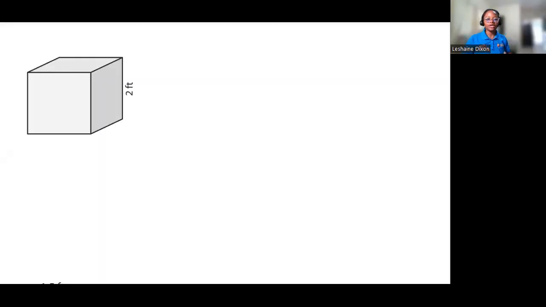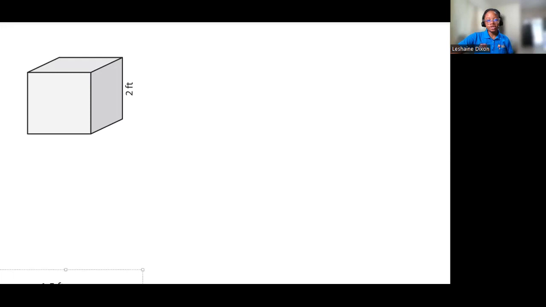First question, we have ourselves a cube. Now, how do we know that it's a cube? If it wasn't stated to you, typically if it's a cube, it will only have one measurement on it. A cube is a three-dimensional solid figure that has six faces that are the same.